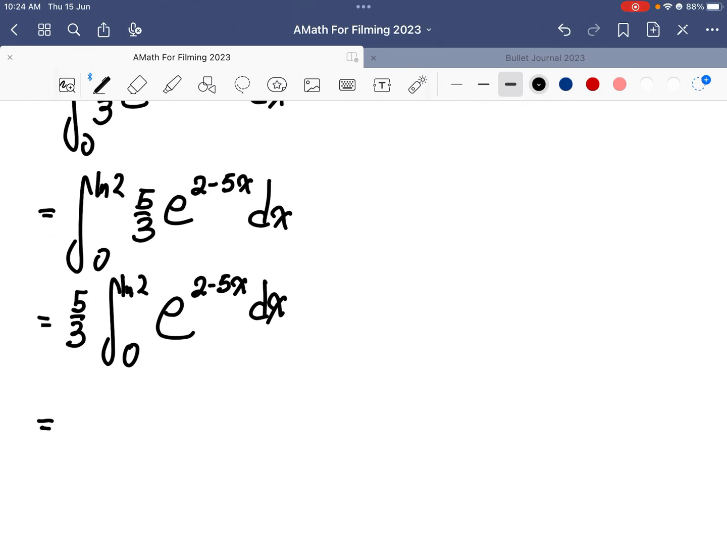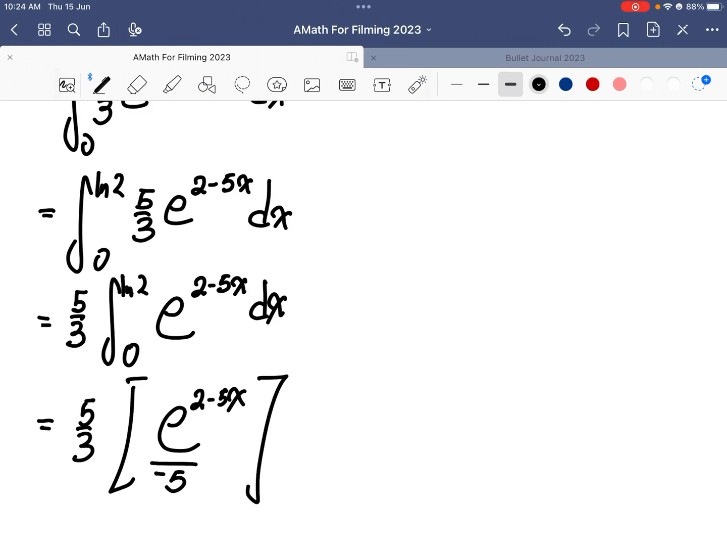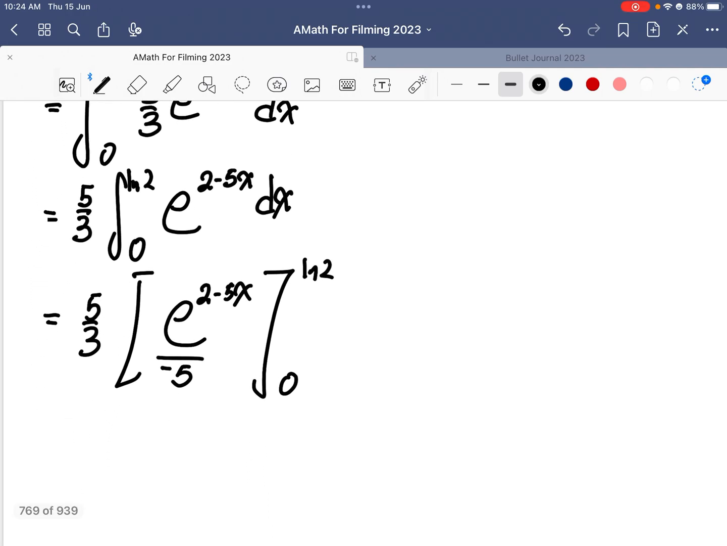So if we start to do the integration itself, first e to the power of 2 minus 5x integrated is still e to the power of 2 minus 5x. I will differentiate 2 minus 5x, we get negative 5. So I divide by negative 5. Then I close my brackets, with limits ln 2 and 0.